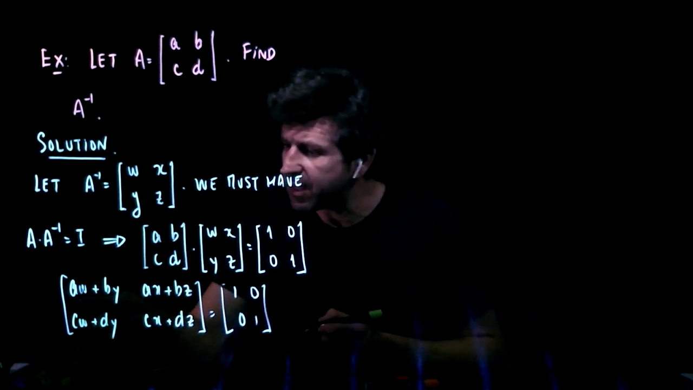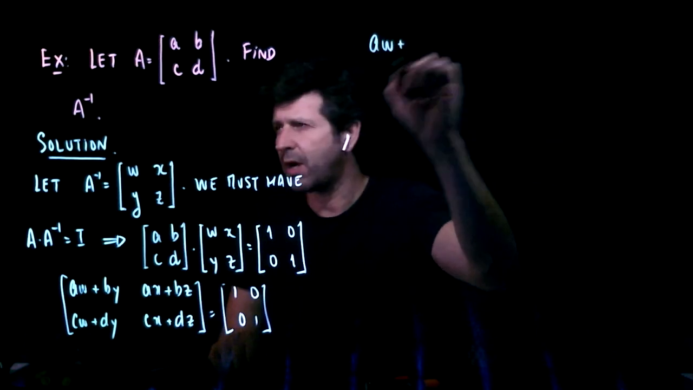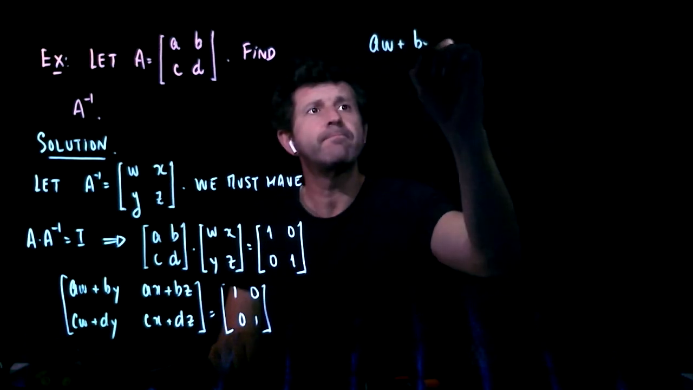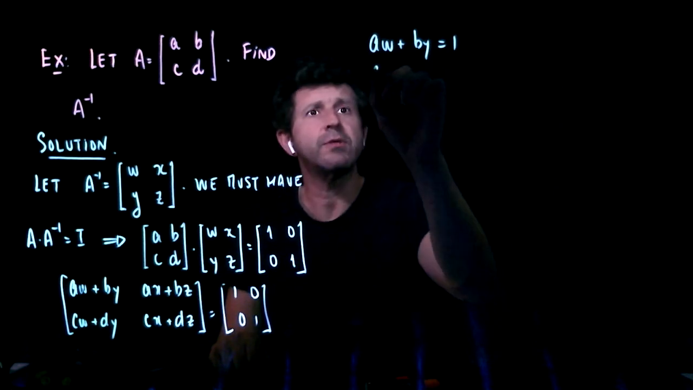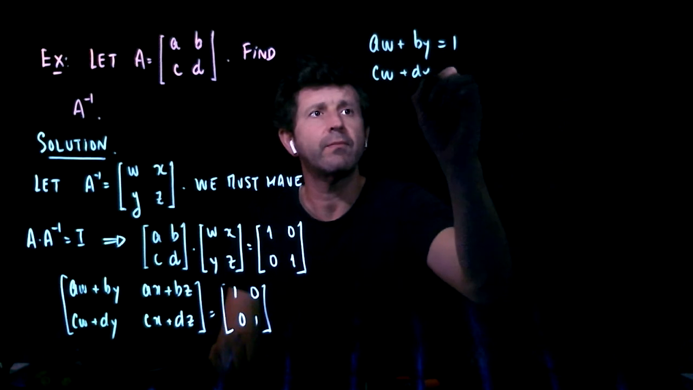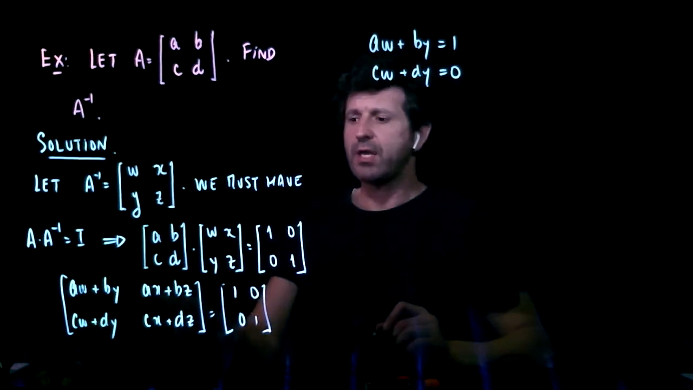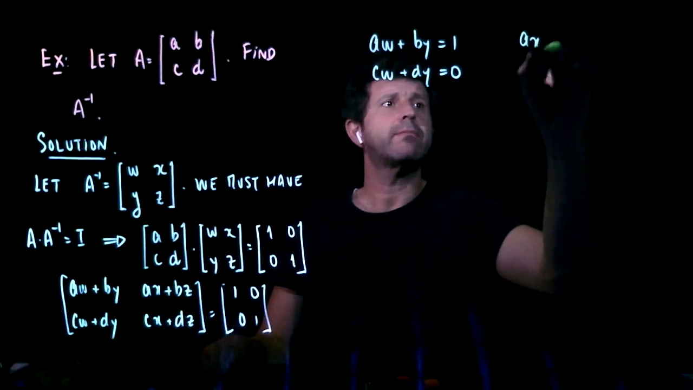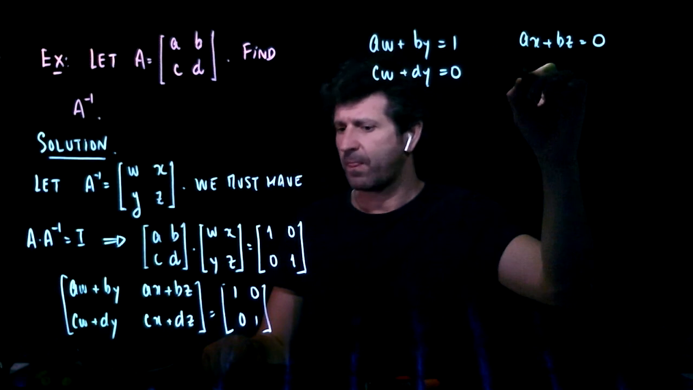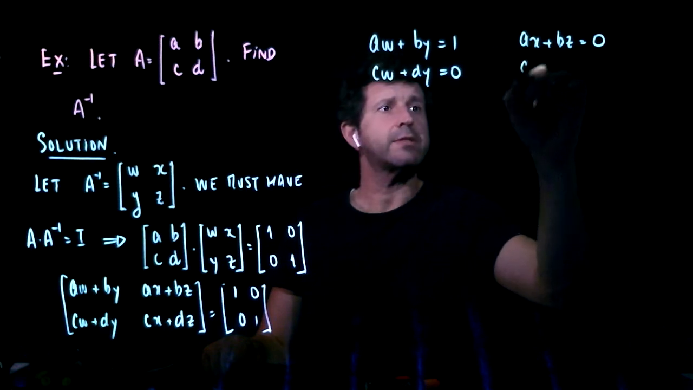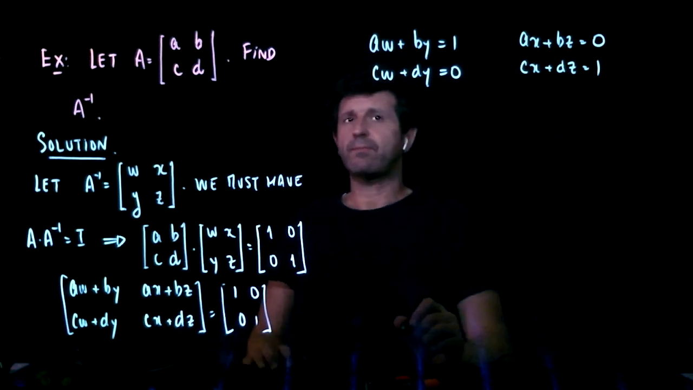Okay, so this means that AW plus BY equals 1. CW plus DY equals 0. And on the other side, AX plus BZ is equal to 0. And CX plus DZ is equal to 1.